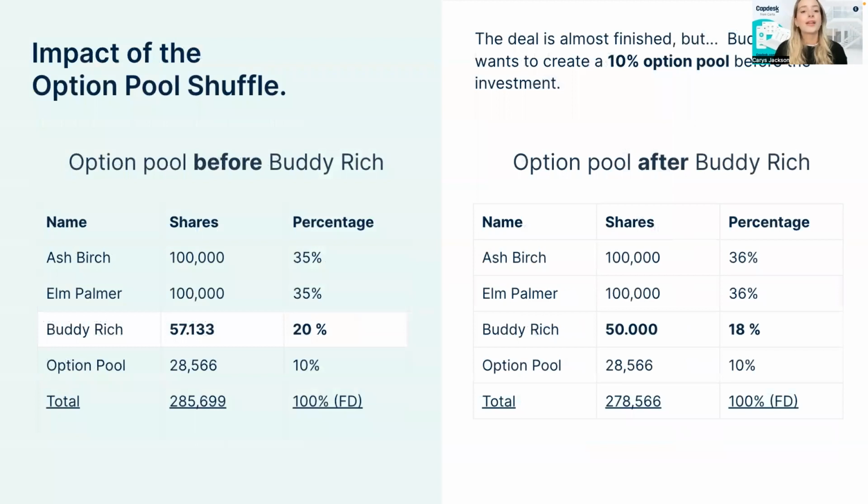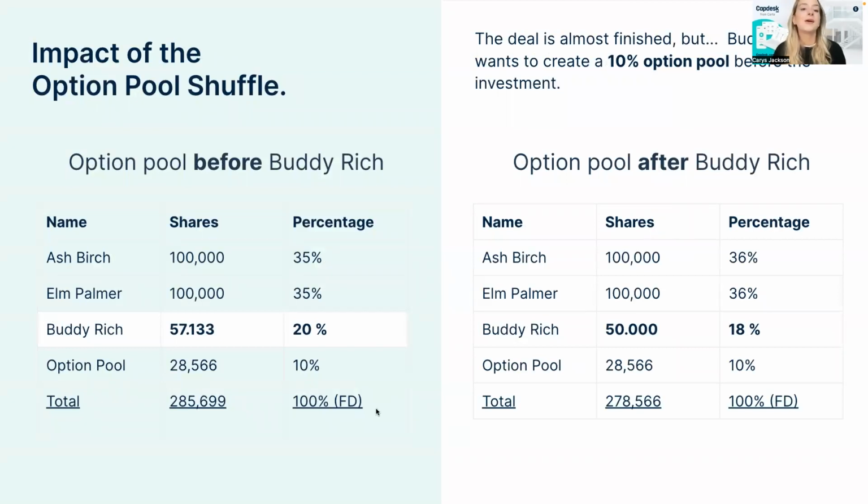This is incredibly important. So Buddy Rich knows that in order for Ash and Elm to grow the company substantially at the rate that he would like, they need to find key employees. And in order to find, attract, and keep those key employees in the company, they need to issue some options. Now, I'm going to get to options in the next slide, but options are not shares. So just keep that in mind. It's a legal entitlement and not current ownership. But I can get to that in the next slide.